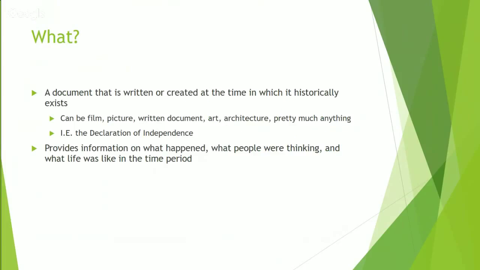A primary source document is written or created at the time in which it is historically relevant. It can be film, picture, written document, art, architecture, pretty much anything you can think of, as long as it both is written or created at the time in which it exists and provides information on what happened, what people were thinking, what life was like, things like that.